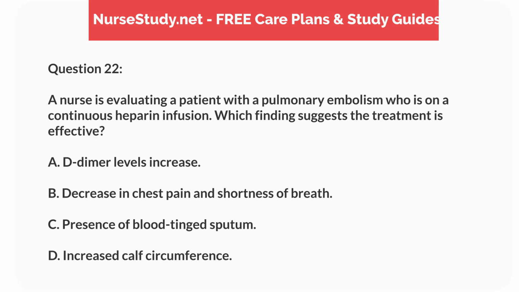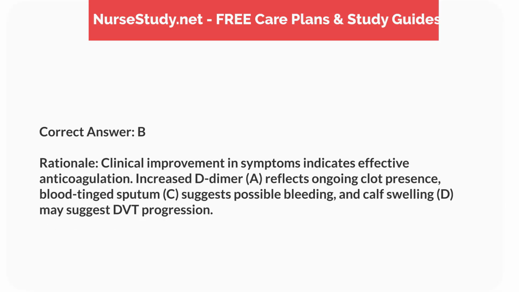Question 22. A nurse is evaluating a patient with a pulmonary embolism who is on a continuous heparin infusion. Which finding suggests the treatment is effective? A. D-dimer levels increase. B. Decrease in chest pain and shortness of breath. C. Presence of blood-tinged sputum. D. Increased calf circumference. Correct answer, B.